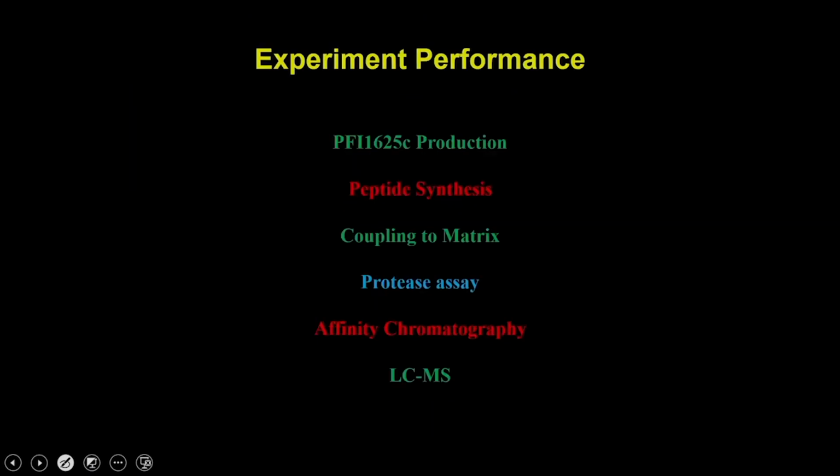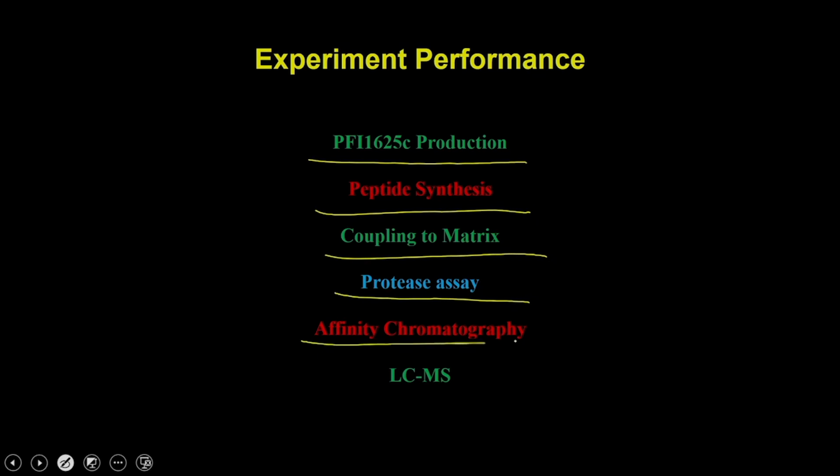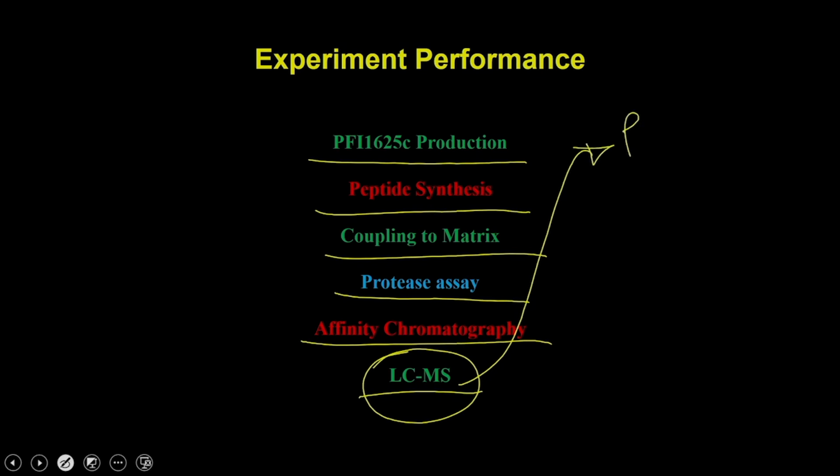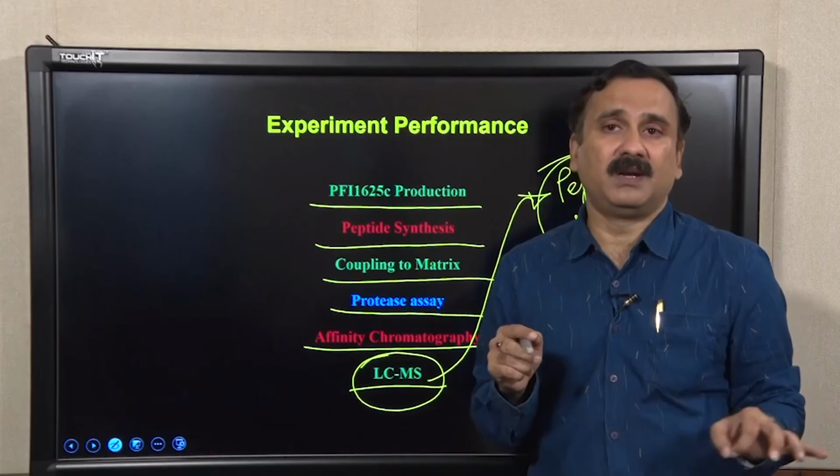So in this one you are going to do protein production, peptide synthesis, coupling to the matrix, protease assay, affinity chromatography, and then ultimately the LCMS. What you are going to get is the peptide sequence this protease is cutting. But at the end it is not going to tell you the potential substrate present in the cell.